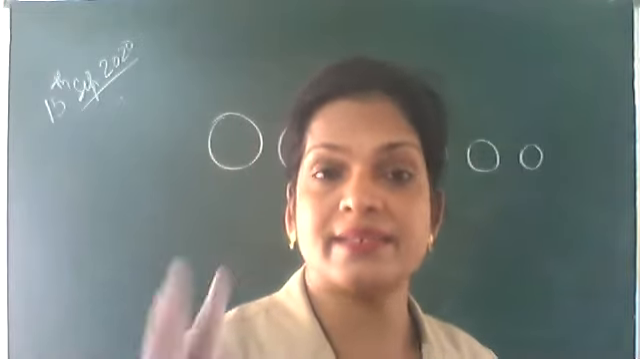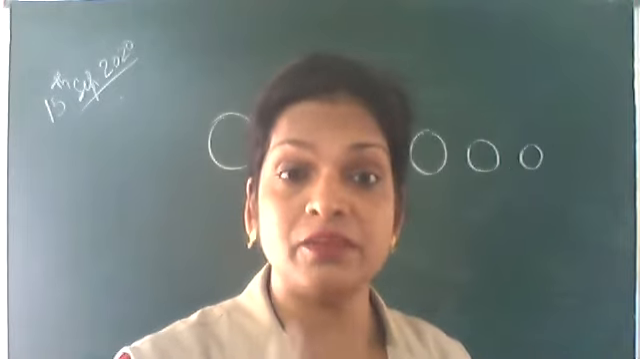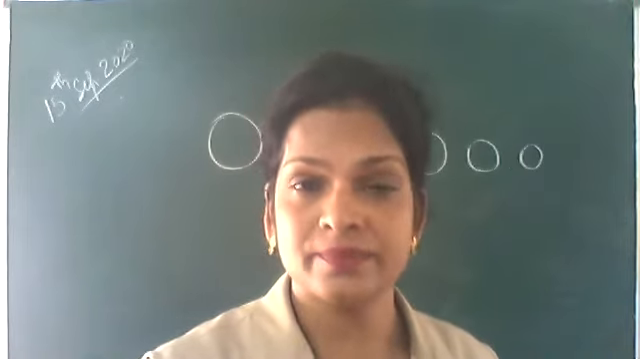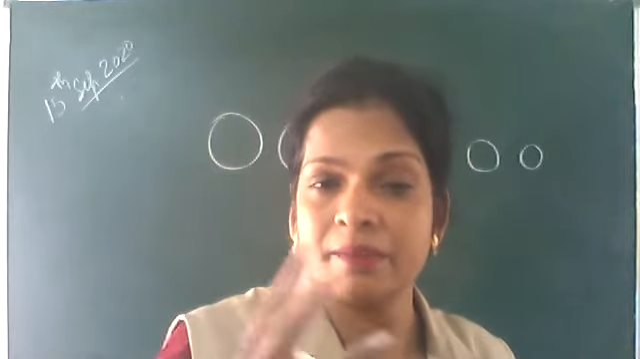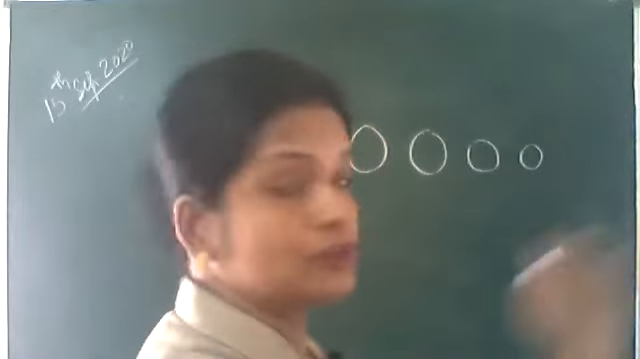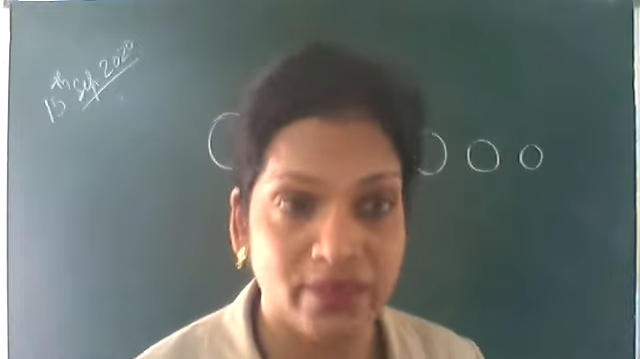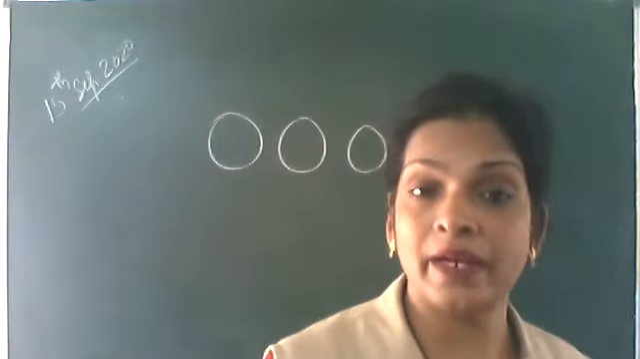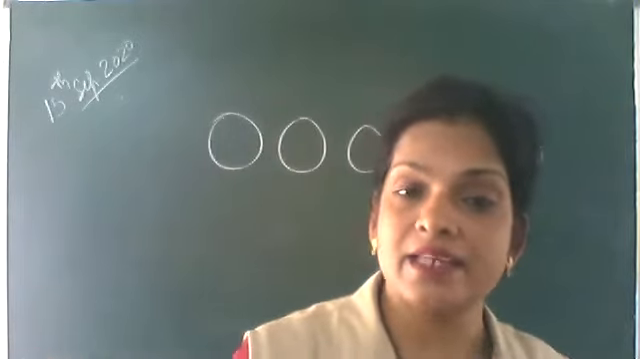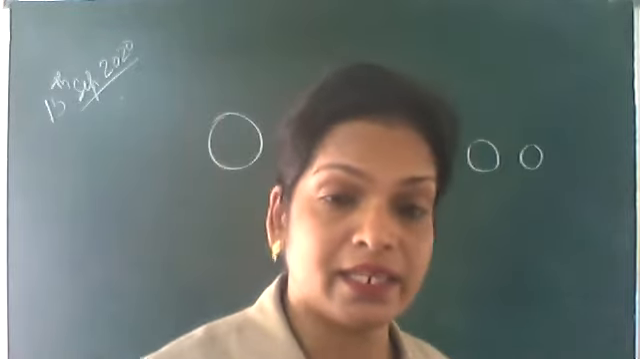Electrons are added in the same shell. So the effective nuclear charge is increasing. Electrons are very much pulled towards the nucleus as you go from left to right, and so the atomic radius is decreasing. So what is the trend in a period of this atomic radius? The size of the atom is decreasing, or we can say atomic radius is decreasing.